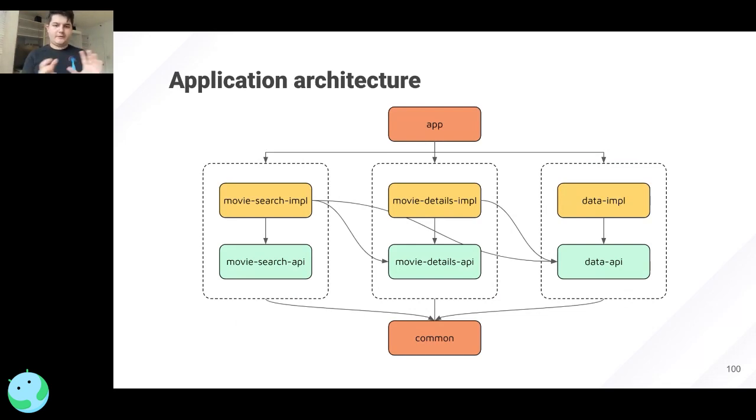And when any feature module needs to depend on another feature, it will depend on the API part, but not the implementation, reducing the overall load on the incremental build and on the build system overall. So yeah, that's pretty much it.